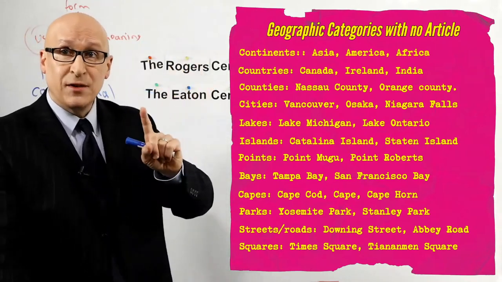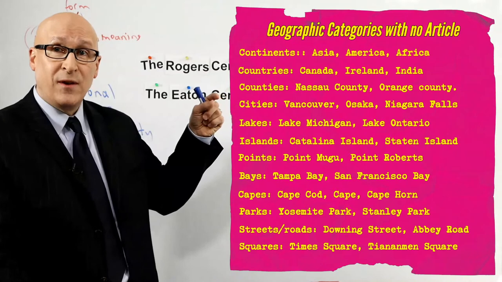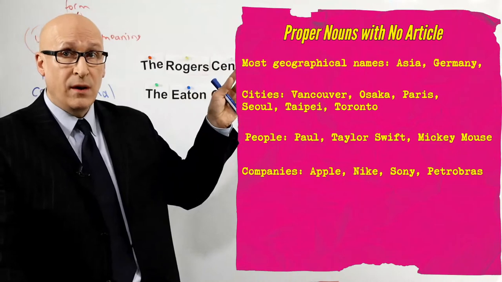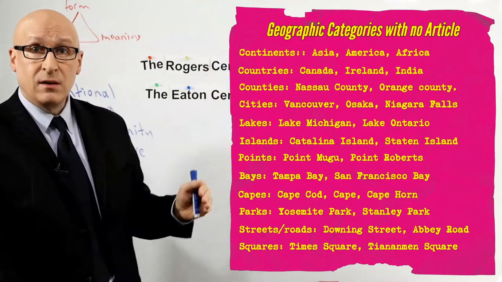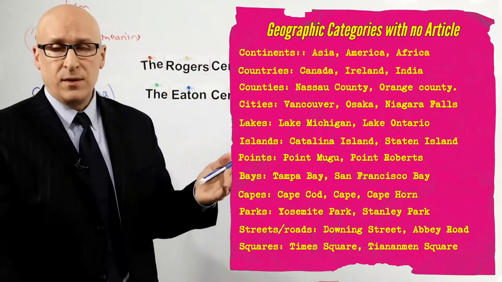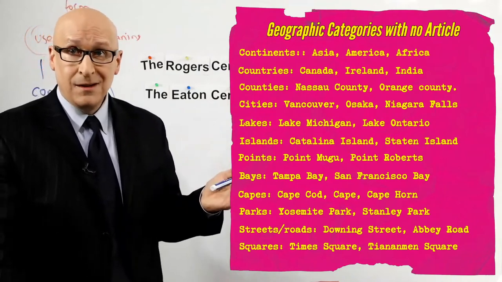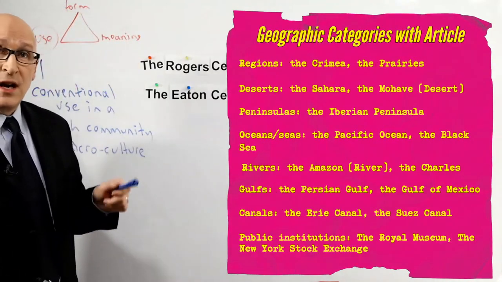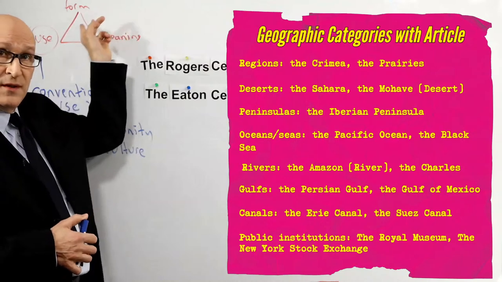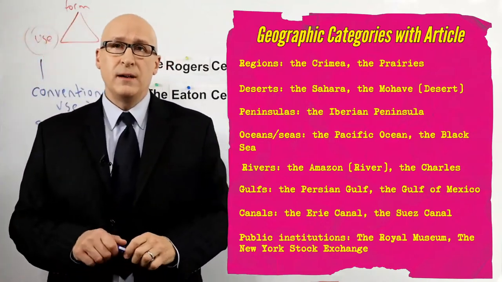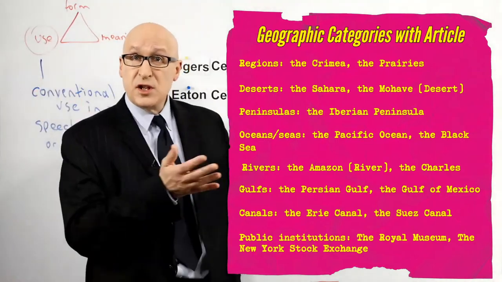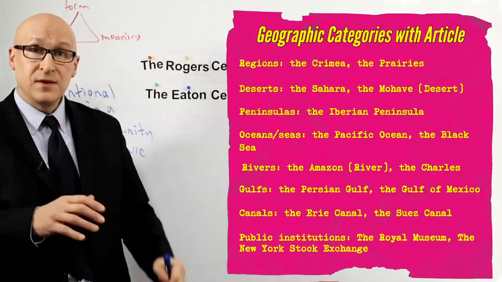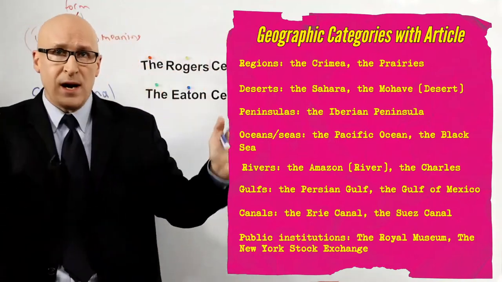Some do. Let's look at those. So if we follow our regular rule of proper nouns, geographical categories have no article. And here are some more detailed categories of geography with no article. However, there are some exceptions. These are not grammatical rules. These are conventional use. Okay? In this case, the speech community is global. This is how these things are referred to worldwide. So the speech community for these exceptions is worldwide.